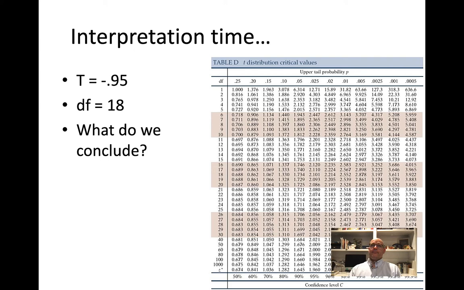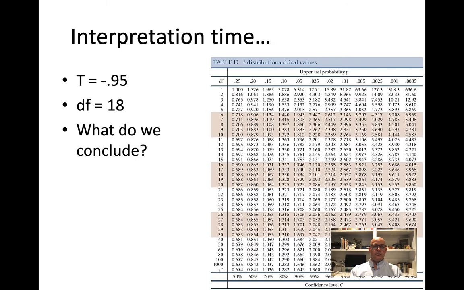The probability that there's no difference is between 0.2 and 0.15. The probability that there is no difference between the two groups is between 15 and 20%. Now, does that conform to the norms of statistical significance? No, we are not very confident about that.